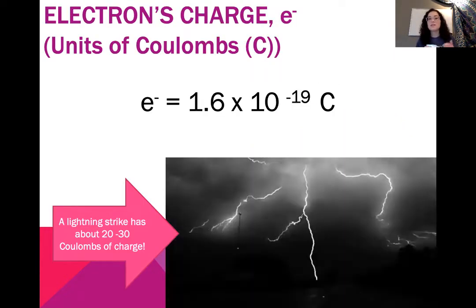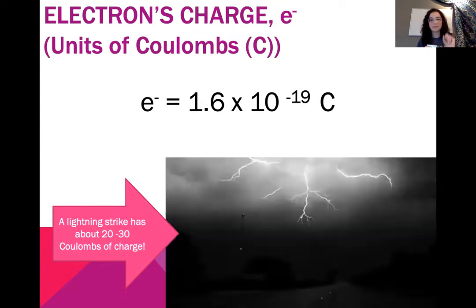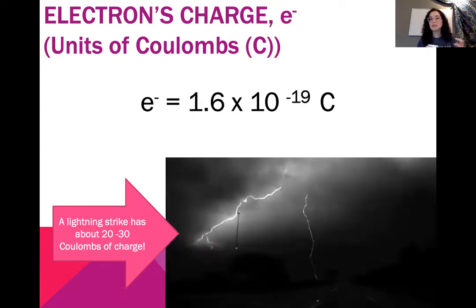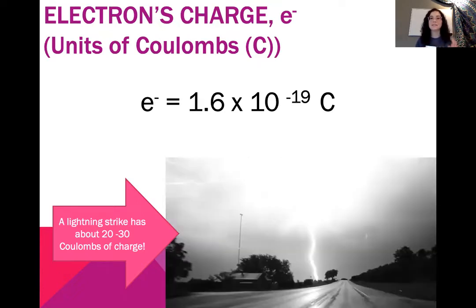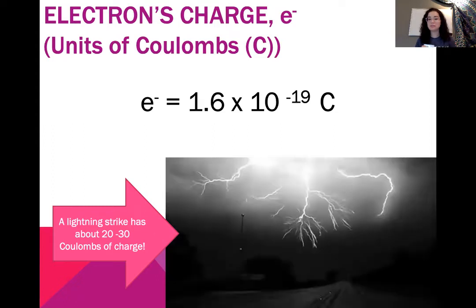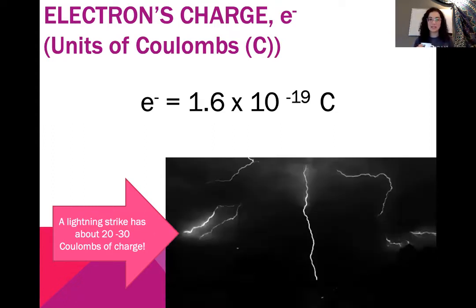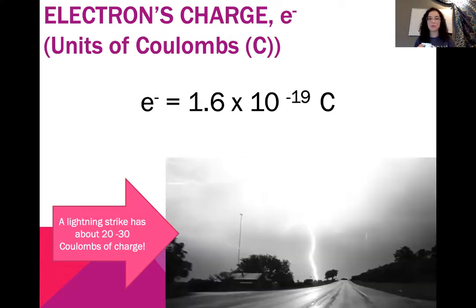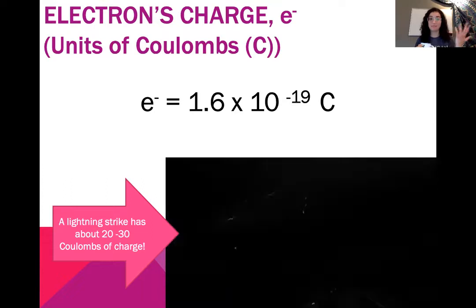So, the charge on an electron. In physics, we use e with a little negative sign up next to it. We measure it in the unit coulombs. Now, 1 electron is equal to 1.6 times 10 to the negative 19 coulombs. Really small, right? We're talking about 10 to the negative 19. So that means you take your decimal point and you move it 19 times to the left.